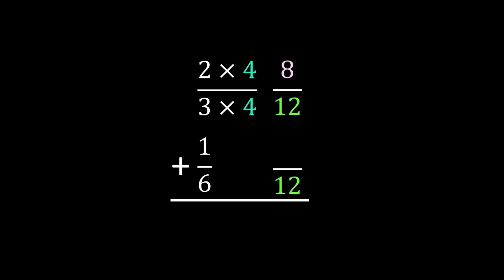Then I'll need to do the same thing for the 1/6. I decided to use 12 as my common denominator. And to get to 12, I had to multiply my denominator of 6 by 2. If I multiply the denominator by 2, I need to multiply my numerator by 2. 1 times 2 is 2. Now that I have equivalent fractions with common denominators, I would be able to proceed and work through my addition steps.